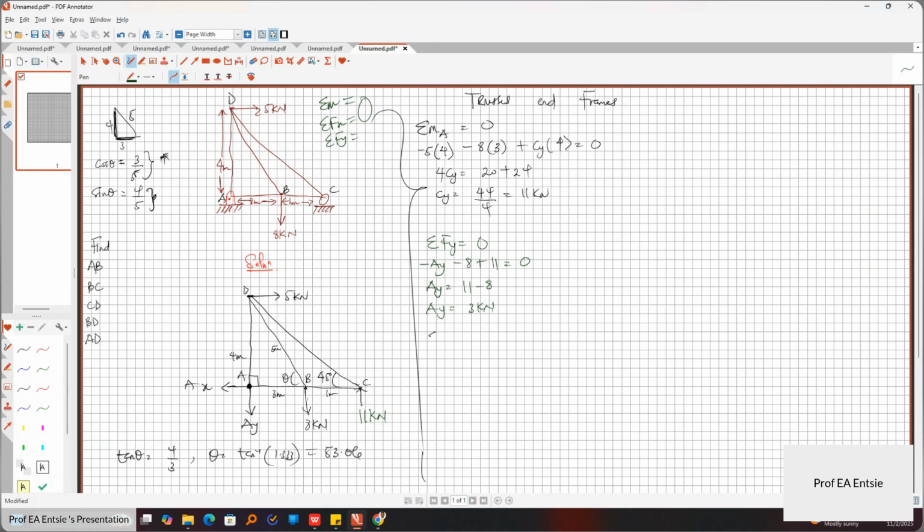3 kilonewton. Then you come to summation of forces in the X. If you are at A, negative AX, because AX is going to the left. Left is negative. You come to B, there is no horizontal force there. You come to C, no. You come to D, yes. D is going to the right, so plus 5 equals 0. So AX will be equal to 5 kilonewton.